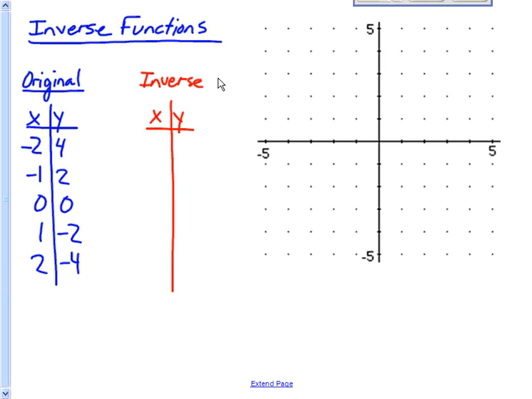We're going to talk about inverse functions today. And our objectives are to find some inverses of linear functions as well as for nonlinear functions, okay?